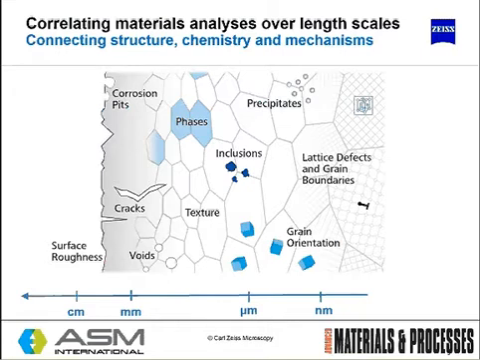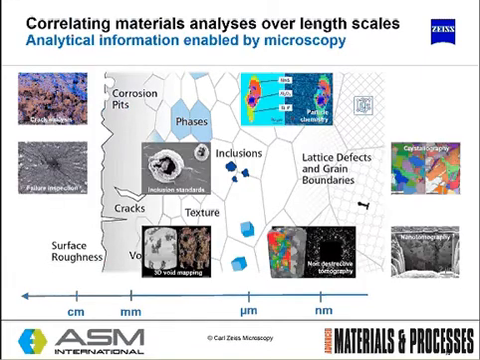This slide shows how we can correlate materials analyses over different length scales. So the structure, chemistry, mechanisms, and microstructure is able to explain and determine the performance of the steel itself. So from a surface inspection point of view, microscopy, either through optical or electron microscopy, is able to perform failure inspection and crack analysis. And that's in the macro range as well as the micro range.